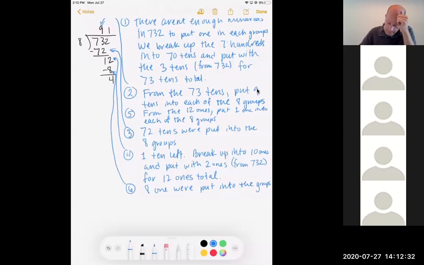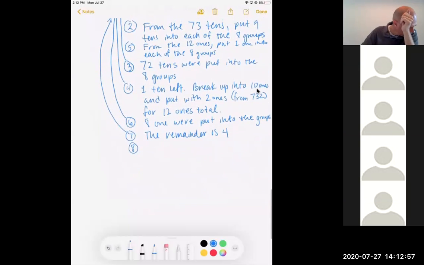Okay. We notice that the remainder is 4. We have 4 that we can put into different groups. So 4 ones were divided. We're going to divide them among the 8 groups.